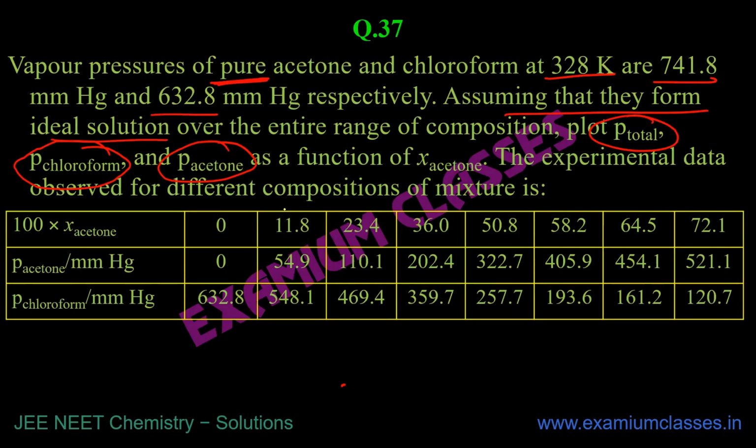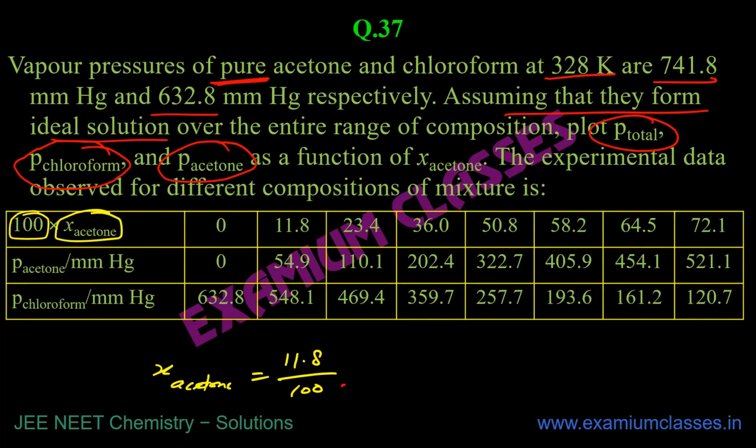So P acetone for this mole fraction, when X acetone, meaning acetone's mole fraction multiplied by 100, is this much. Sometimes students get confused when these type of values are given. It actually means the mole fraction of acetone, X acetone, is 11.8 divided by 100. This value 11.8 is when the mole fraction of acetone has been multiplied by 100. So X acetone is actually 11.8 divided by 100. So you will use these values and then you will plot the diagram.